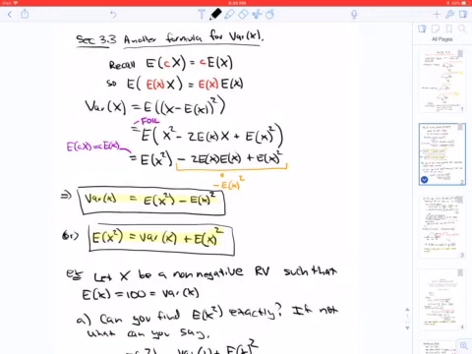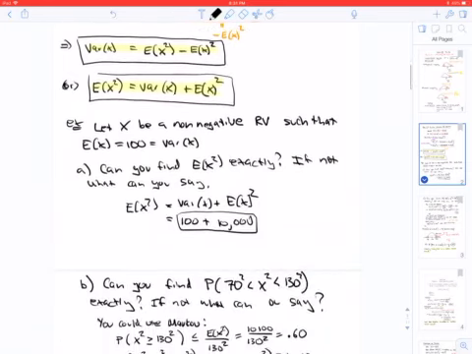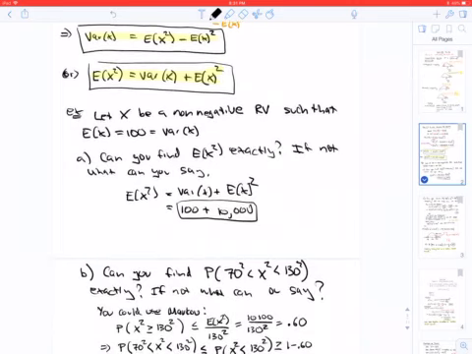Solving for the expectation of x squared, you get that it is the variance of x plus the mean squared, which is quite a useful formula. So then we did an example where x is a non-negative random variable such that the expectation and the variance are both 100. Can you find the expectation of x squared exactly? If not, what can you say? That was a straightforward application of that formula above.